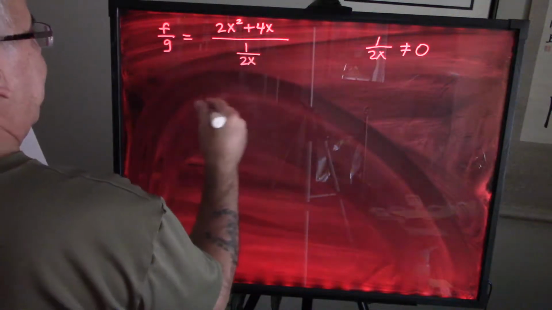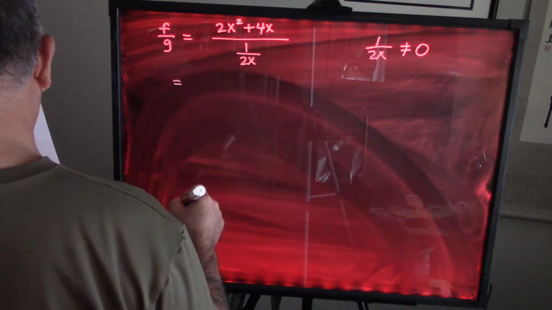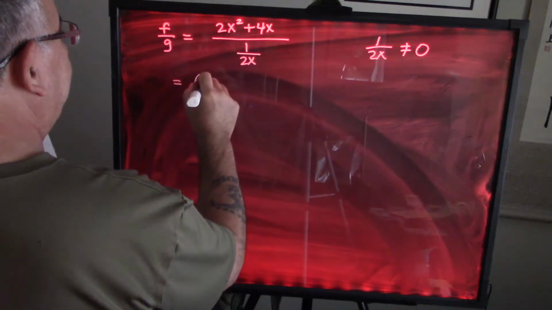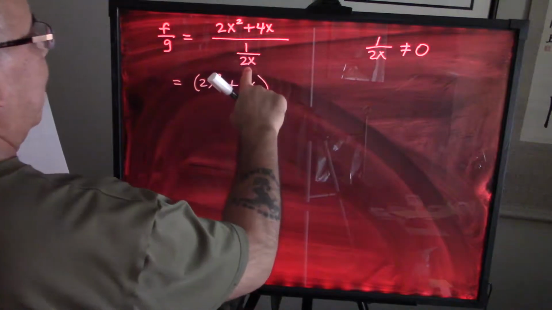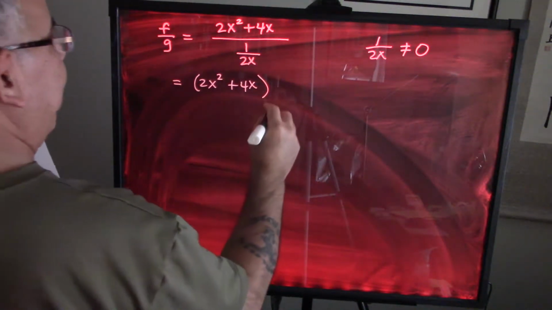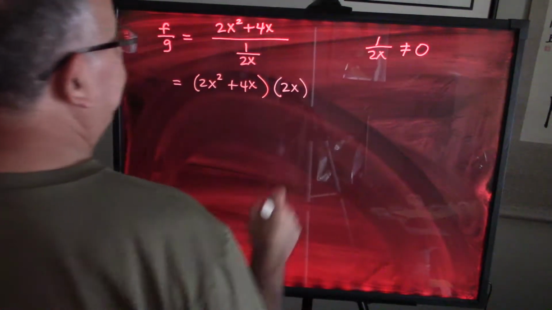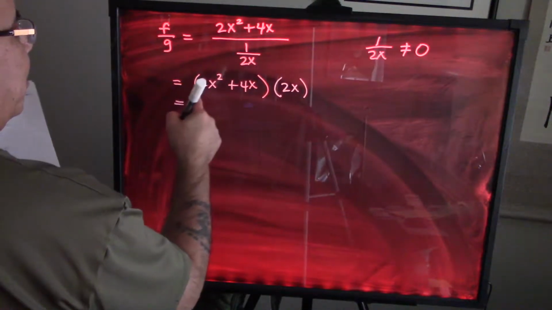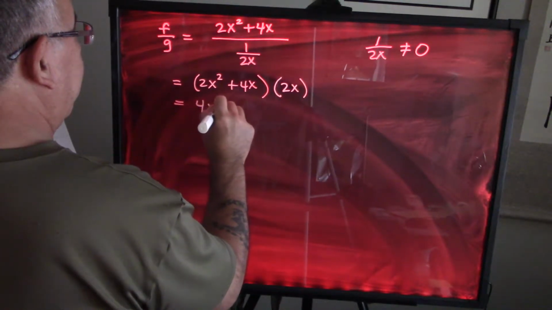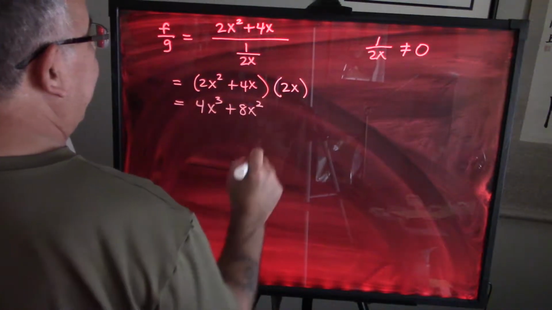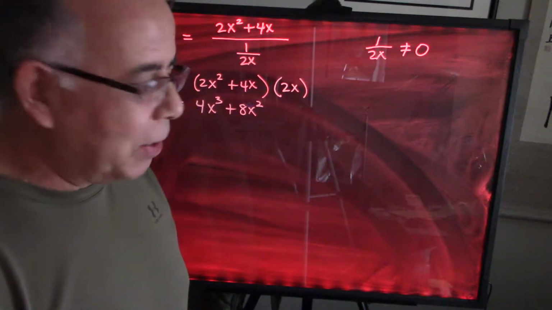When you're dealing with these complex fractions, you invert the bottom fraction and multiply by the top. So this is 2x squared plus 4x, and then invert, make that 2x over 1, times that. 2x over 1 is just 2x. So you just distribute the 2x through, and you get 4x cubed plus 8x squared. Now, that's a nice polynomial function with an infinite domain. All real numbers is the domain.